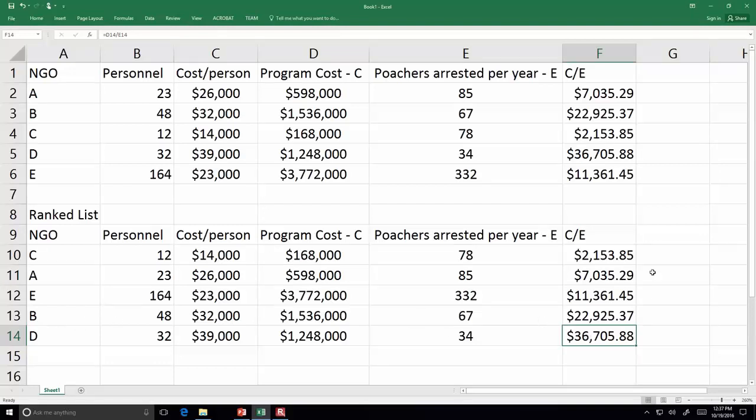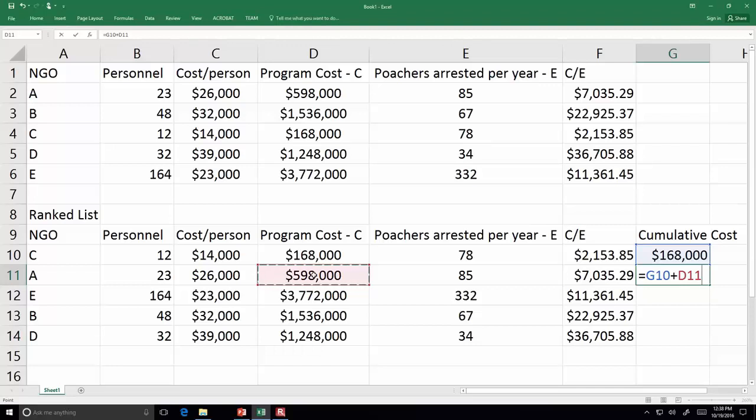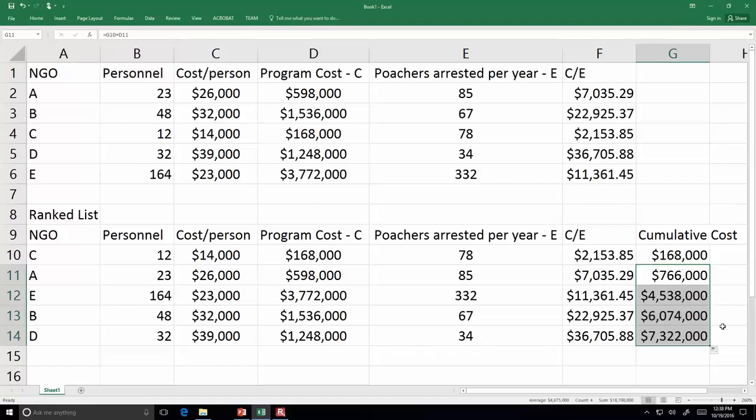So what these all represent is this would be the number of dollars in salary they're paying each year for each poacher that's arrested. And so we need to have a final column that's the cumulative cost. And so the first year is just going to be the program cost of option C. Then the next one is going to be the previous program's cost plus the cost of the next one. So A is helping hands, so the sum of those two together, and we can just drag this down. So if we were going to try and fund all of them, it would take $7.3 million.